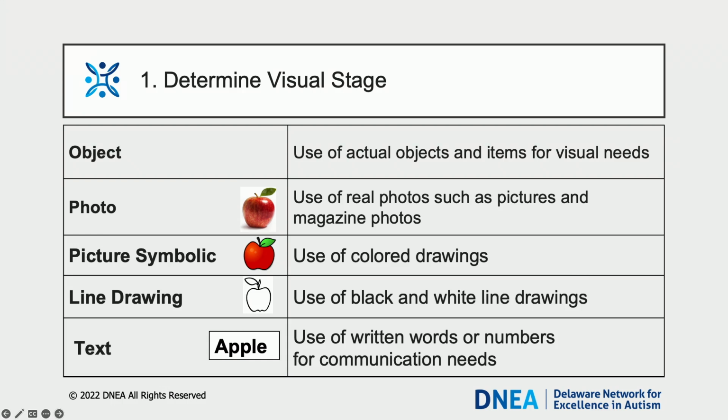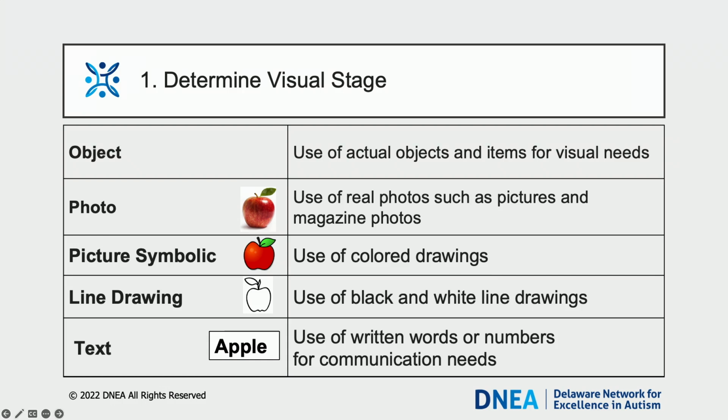First, you need to determine a learner's visual stage. Generally, there are 5 stages of visual supports that can be provided. The first stage is object, where you use actual objects and items. For example, you would use a real apple. The next stage is photo. In this stage, you use real photos such as pictures or magazine photos. As you can see in this example, you would use a picture of a real apple.